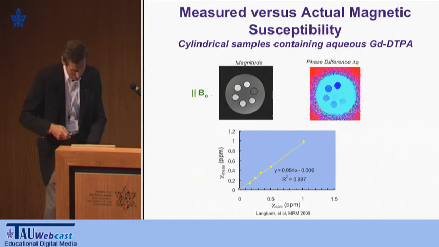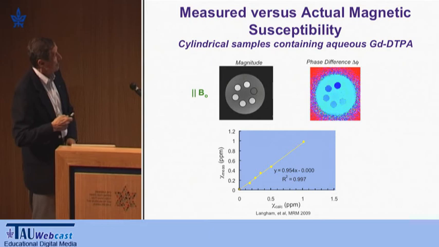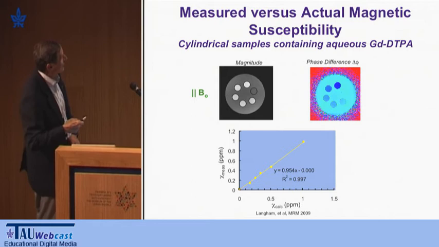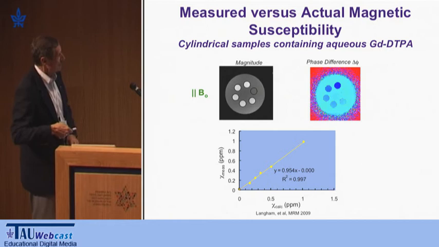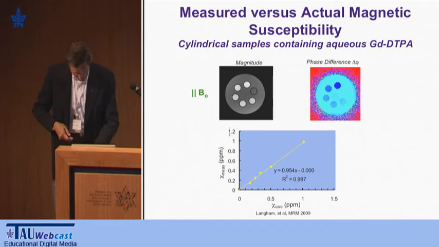We have validated this first in phantoms, just a set of parallel tubes of different concentrations of paramagnetic gadolinium DTPA. And we can, of course, compute the susceptibility, and you can see this is a very good relationship with the slope close to unity. And this works in vivo as well.